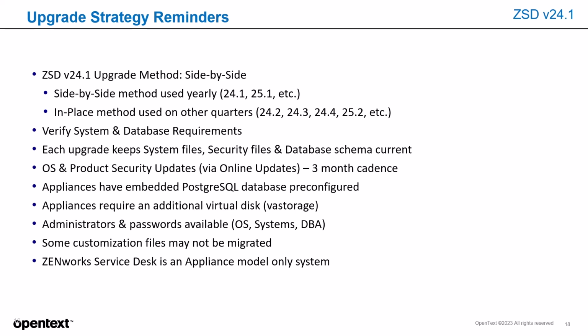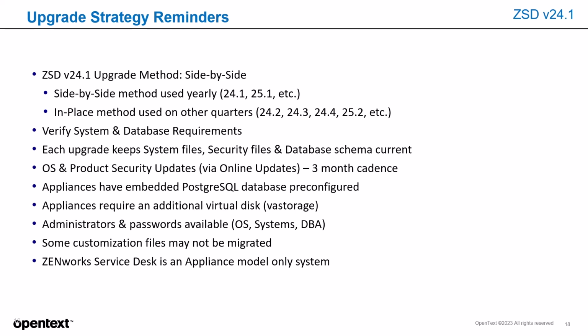You want to verify the system and database requirements. Each upgrade keeps the system files, security files, and database schema current. So as you do your upgrades, that's automatically done. OS and product security updates are done via the online updates in a 3-month cadence. And of course, when you put in a new appliance, it has all the updates as well. Appliances have the embedded Postgres databases pre-configured if you're using the embedded, and if you're using an external, then you don't have to worry about that so much.